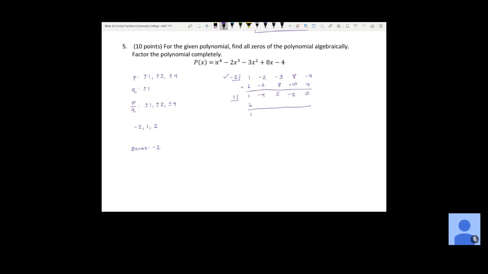Bring down the 1. Now we have 1 times 1 is 1. -4 plus 1 is a -3. -3 times 1 is -3. 5 plus -3 should give us 2. 2 times 1 is 2. And -2 plus 2 is 0. So again, I get a remainder of 0. I know that's one of my zeros. This one checks out, so I can add that to my list of zeros.